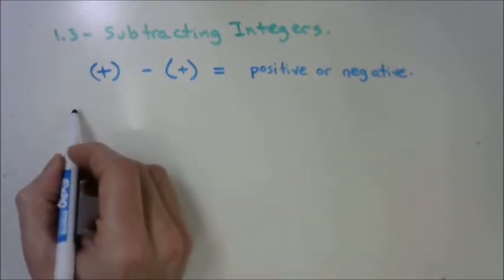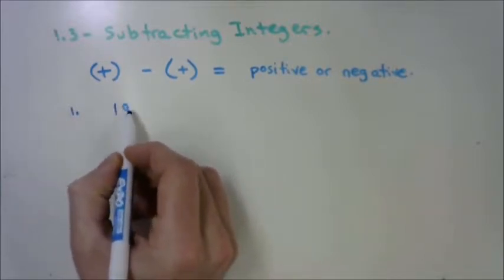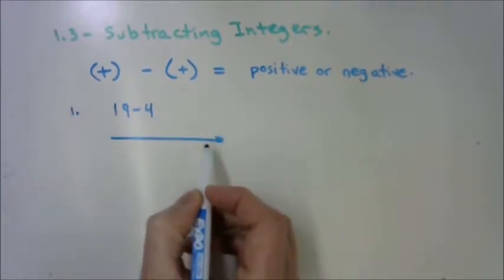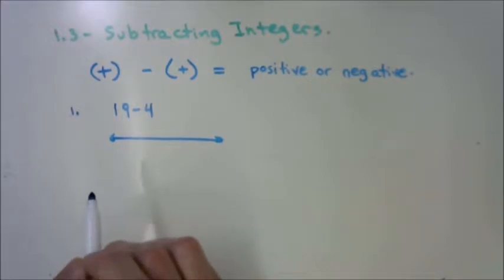Okay, let's draw a couple here. We'll try a few together. 19 minus 4. Again, every single time, please do your number line every single time. Yeah, it might get tedious after a while, but it'll get it in your head, right?